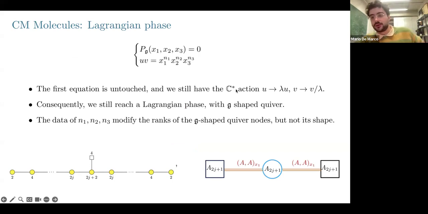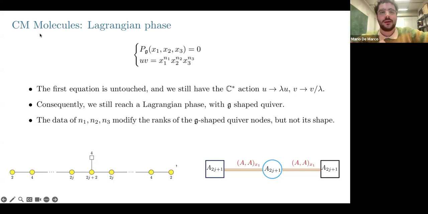Why? Because the first equation is untouched. And the second equation again displays this nice C-star symmetry that permits us to say that again this threefold is a C-star fibration over an A_{2j+1} singularity of type G. So this structure was not ruined by the fact of gauging together many conformal matter atoms.